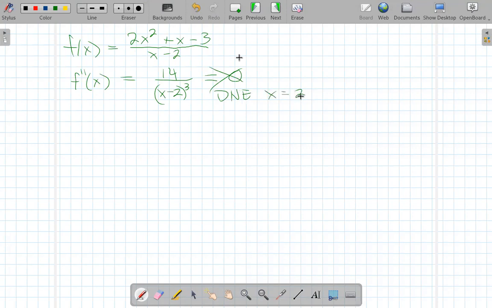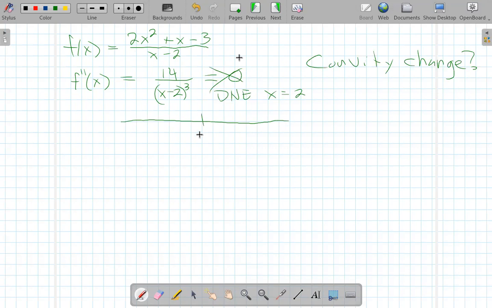Now, although this isn't a critical number from the first derivative because it doesn't exist in the function either, and it can't be an inflection point because the function doesn't exist there, it could be a place where the concavity changes. So I just want to double check that right here for the concavity. Is there a change in concavity?